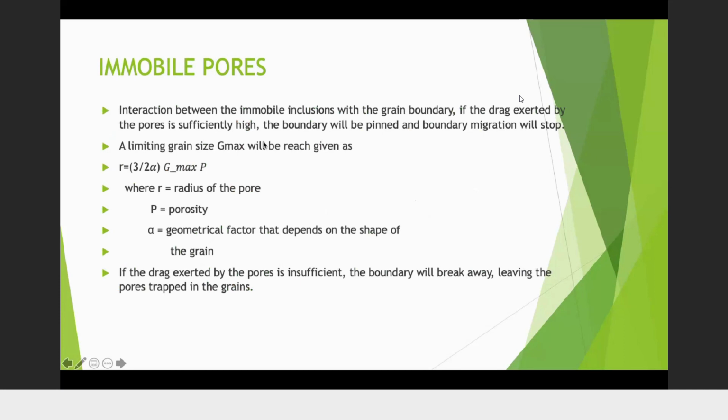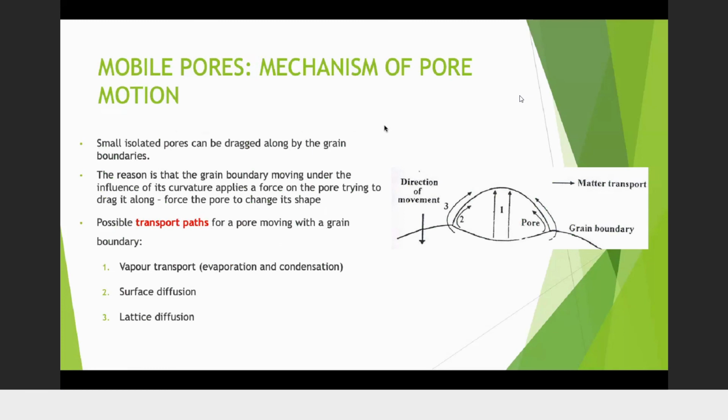For immobile pores, in the interaction between the immobile inclusion and the grain boundary, if the drag exerted by the pores is sufficiently high, the boundary will be pinned and boundary migration will be stopped. So if the pores cannot be moved, then the boundary migration will stop. For mobile pores, small isolated pores can be dragged along by the grain boundary. So you have small pores and the grain boundary, and there is a direction of movement here. Matter is transported here, and you can see at the grain boundary we have lattice diffusion, surface diffusion, and vapor transport, right? So this will allow the pore to move with the grain.